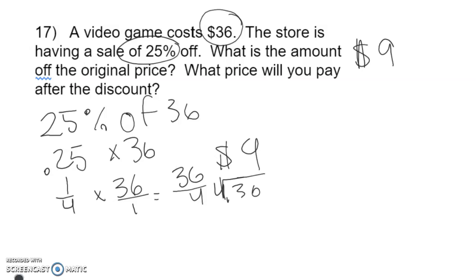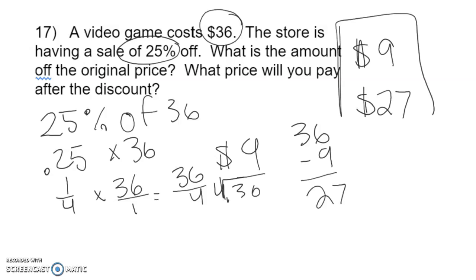The second part of the question is, what will you pay after the discount? If you get $9 off of something that's $36, how much are you going to pay? And you are going to pay $27. So you're going to get a $9 discount and you'll end up paying $27.